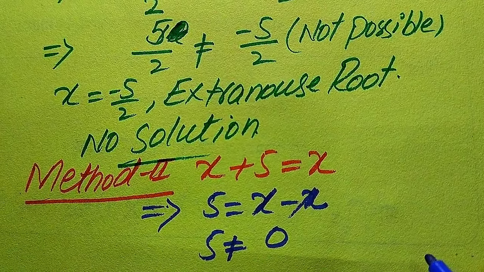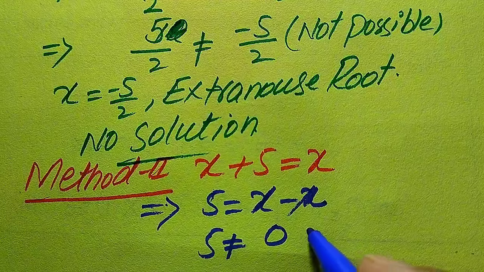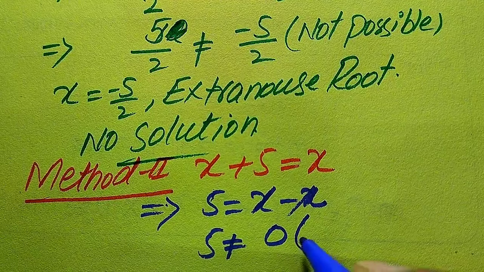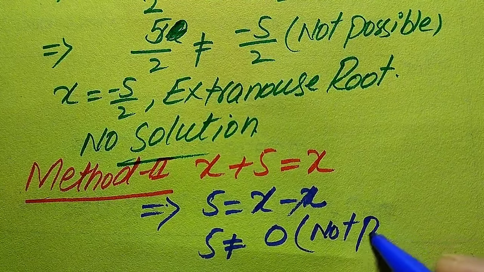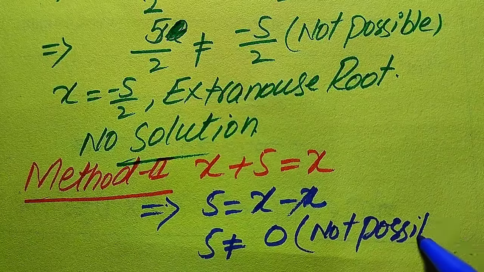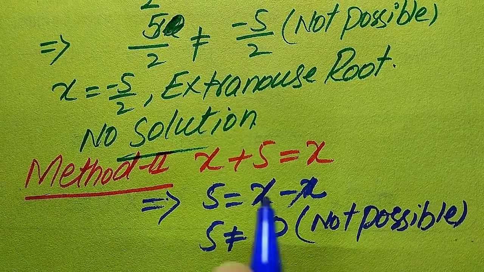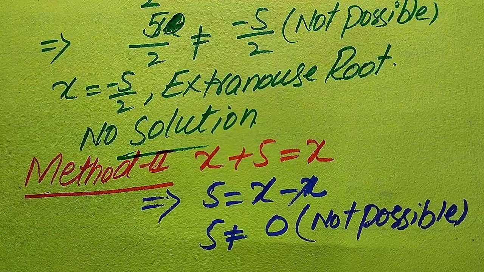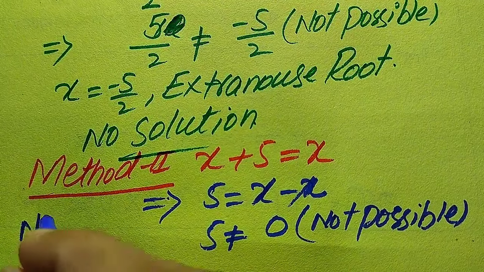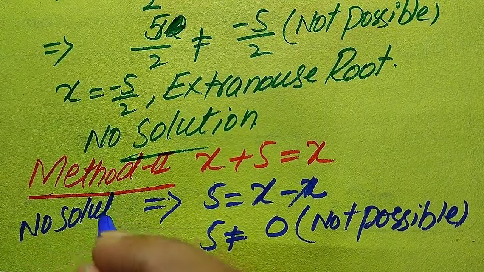If 5 is not equal to 0, this means that it is not possible, and then we cannot get any value of x which satisfies this question statement. So we finally conclude that this question has no solution.